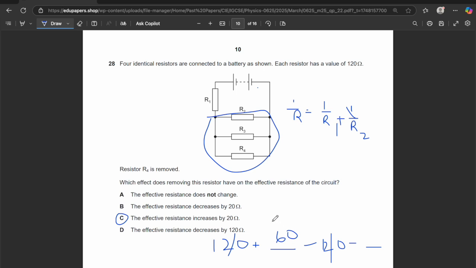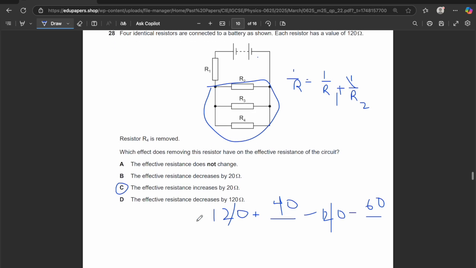Oh, sorry, that was after removing. I only did 1 over 120 plus 1 over 120. So for the original, we add one more, 1 over 120, and we get 1 over 40, and take the reciprocal, 40. So you can see that this increased by 20 ohms.